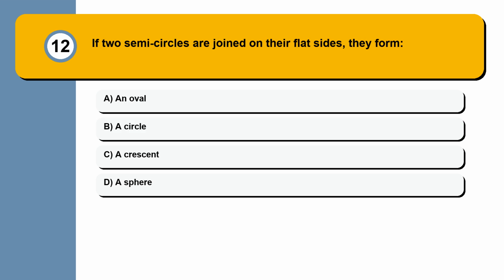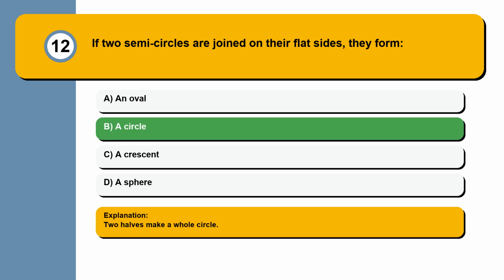Question 12. If 2 semicircles are joined on their flat sides, they form an oval, a circle, a crescent, a sphere. 2 halves make a whole circle.